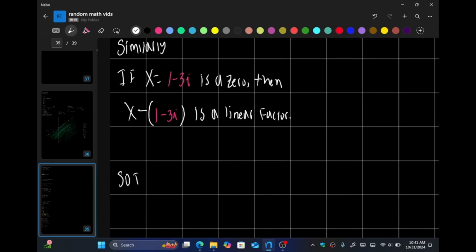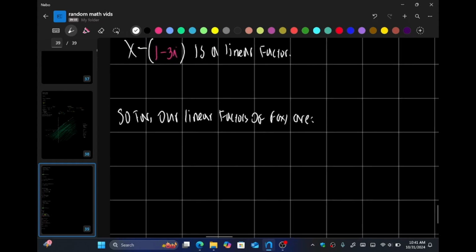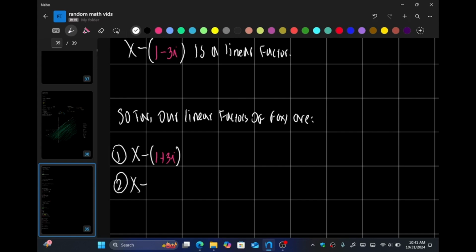So far, our linear factors are, excuse me, number 1, x minus parentheses 1 plus 3i, and then number 2, x minus parentheses 1 minus 3i. So this is just to state the complex linear factors. So that is what we have so far, guys.